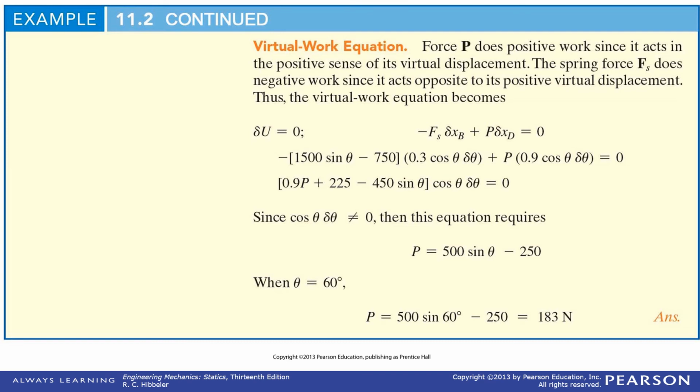So now we get delta U equals 0, and that's going to equal negative spring force times delta xb, plus the applied force times delta xd. Well, here's xb and xd: delta xb right here, delta xd right here. P, there it is, that's what we're trying to find. A couple slides ago, we figured out the spring force is 1500 sine theta minus 750.